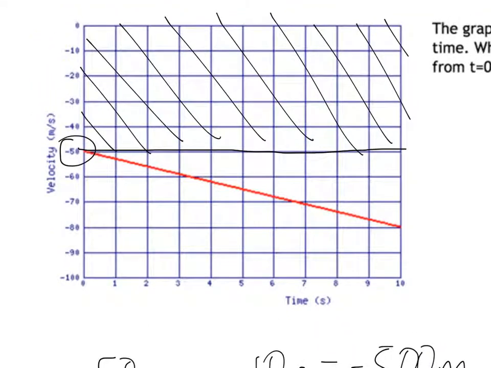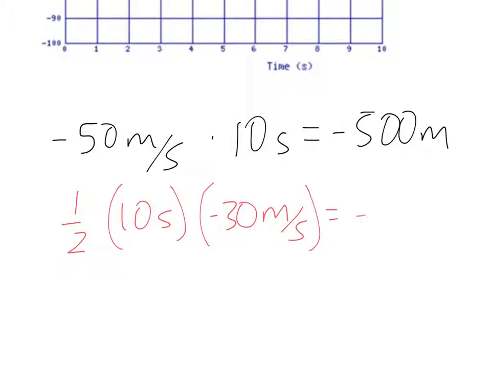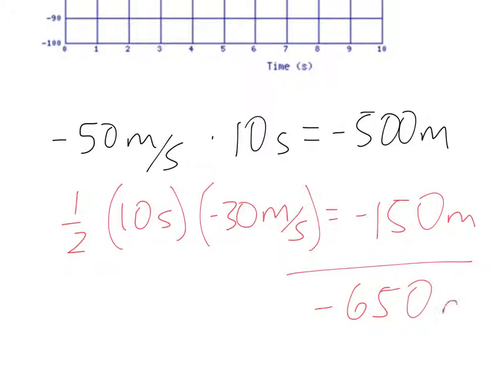We still have a triangle left over. So let's look at what our triangle is. That's this triangle here. So we can find the area of our triangle by doing 1/2 the base, which is 10 seconds, times the height, which is negative 30 meters per second, and we get negative 150 meters. Combining those, our total displacement is negative 650 meters.